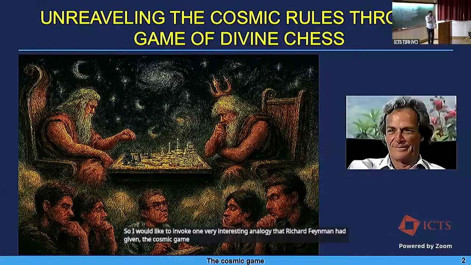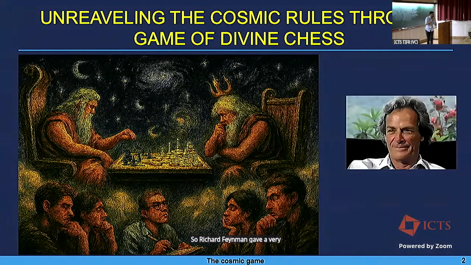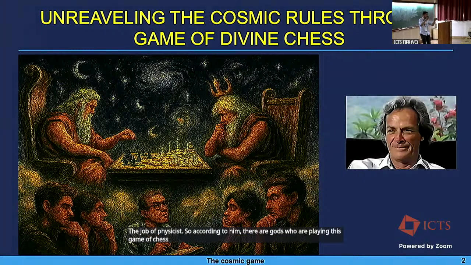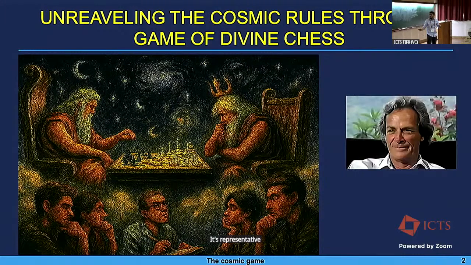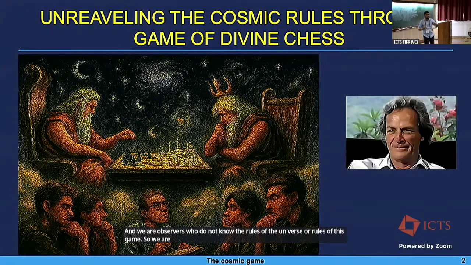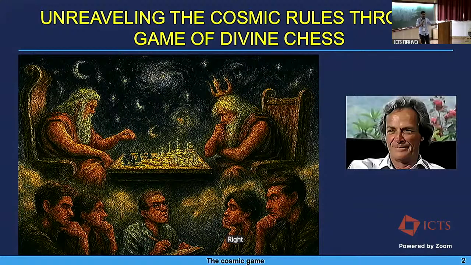Richard Feynman gave a very interesting analogy. He said there are gods playing a game of chess, which is representative of the universe, and we are observers who do not know the rules of the game. We are trying to infer these rules by observing the gods play. This is what physicists do. This is also what climate scientists do or aspire to do.